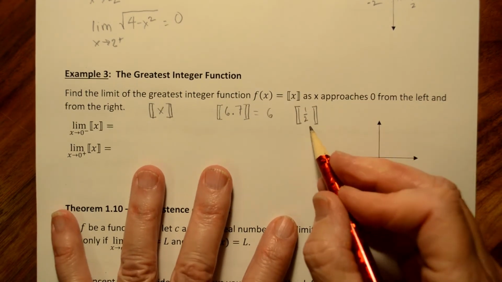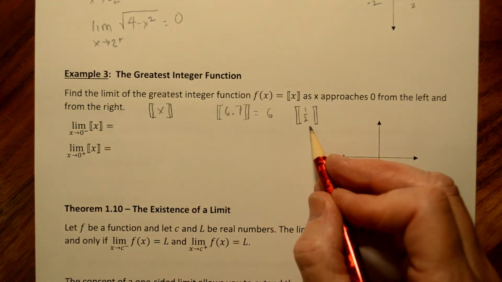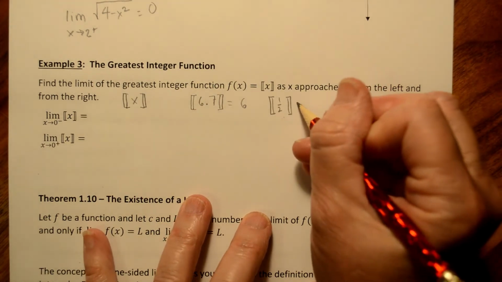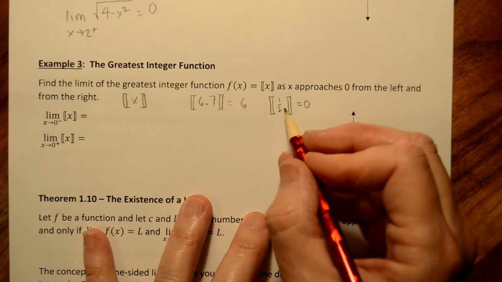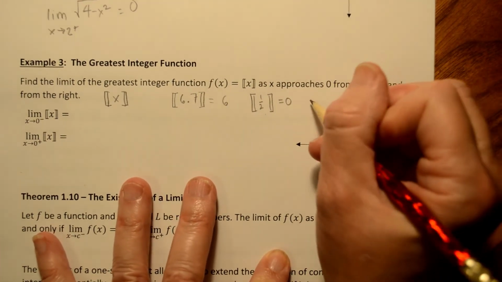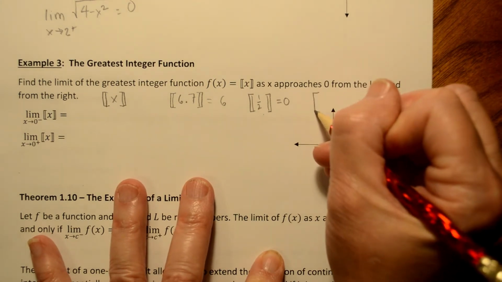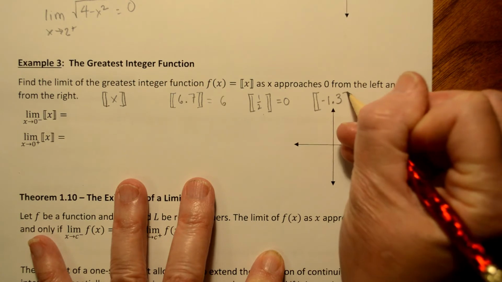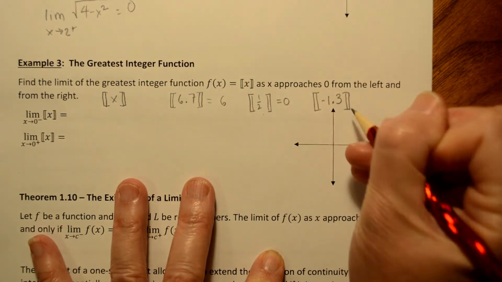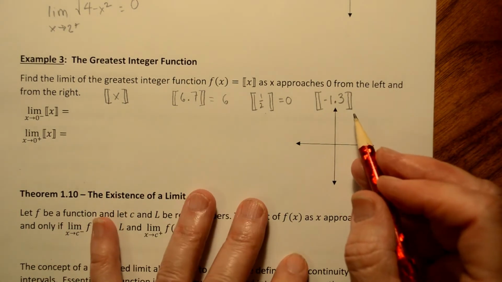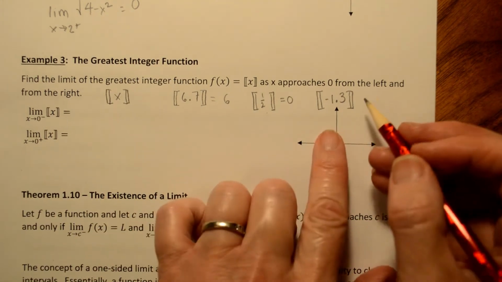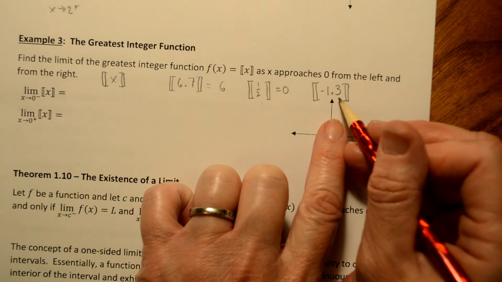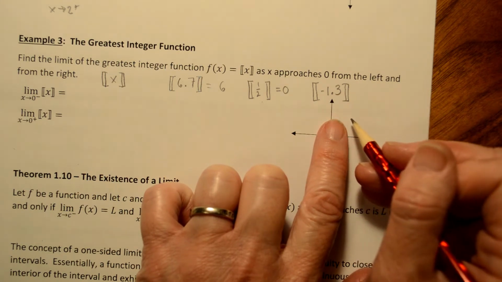All right, what's the greatest integer less than or equal to 1/2? Well, that would be 0, right? How about if we picked negative 1.3? This is the part where it gets a little bit confusing because of the reverse nature of negatives. So the greatest integer less than or equal to negative 1.3.